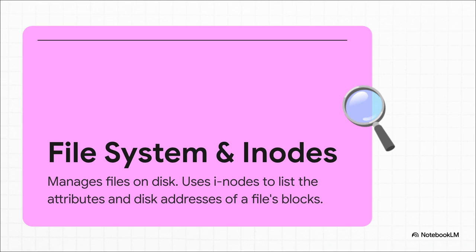The file system, our city archives, how does it find anything? Well, it uses a nifty data structure you might remember called the inode.